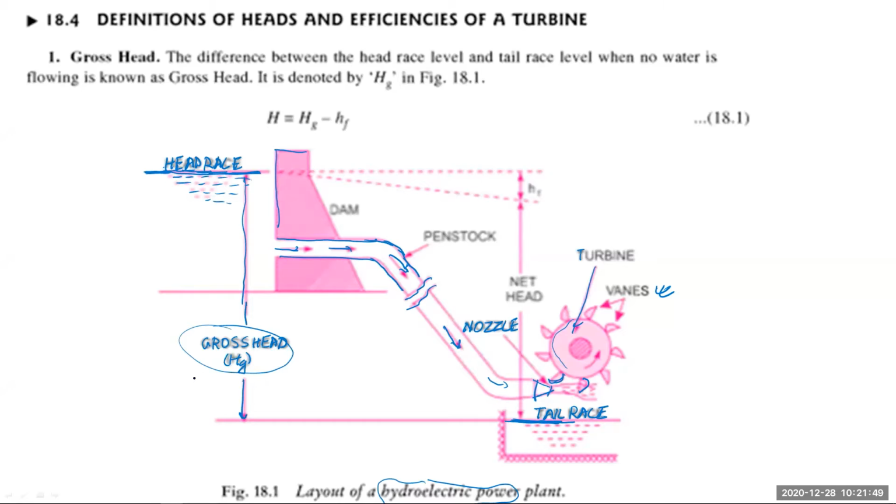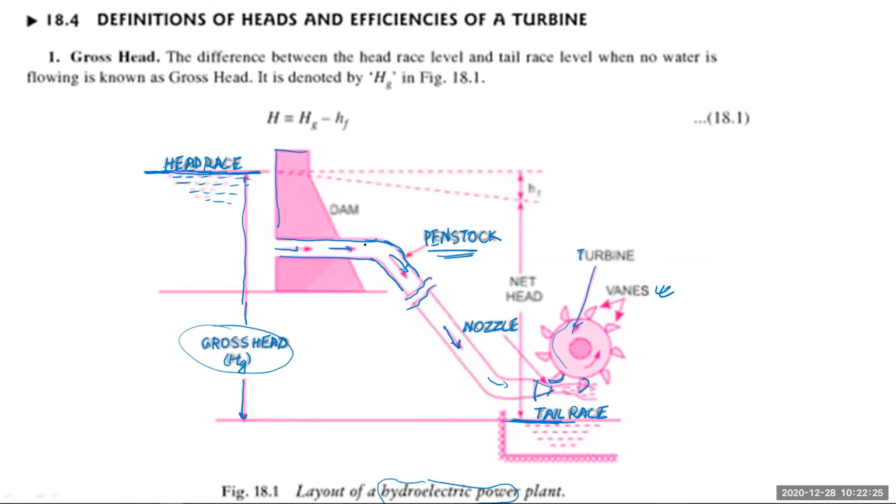Now, since we have so many constructions between the head race and tail race, like this pipeline, it is called the penstock. Keep this in mind, it is a viva question for your lab examination. The penstock is the large diameter pipeline which connects to the dam and gives the way for water to flow and strike the blades of the turbine.